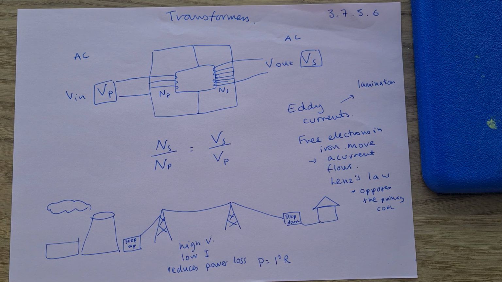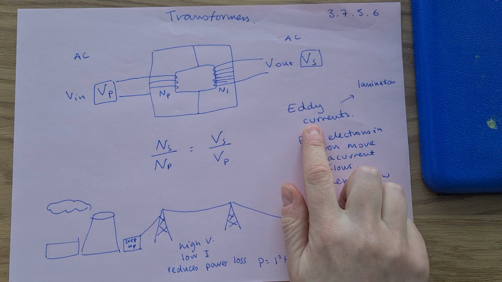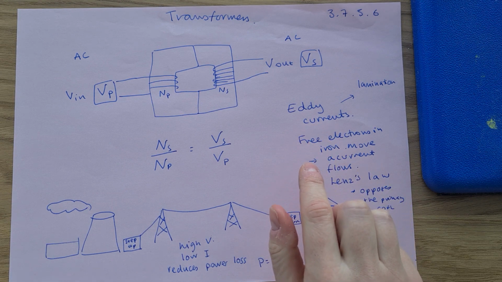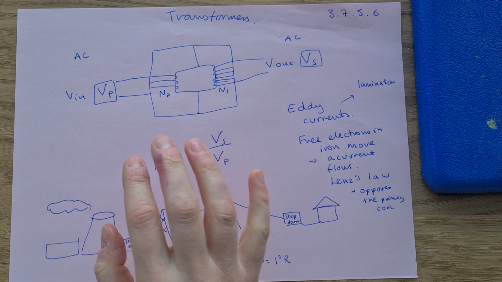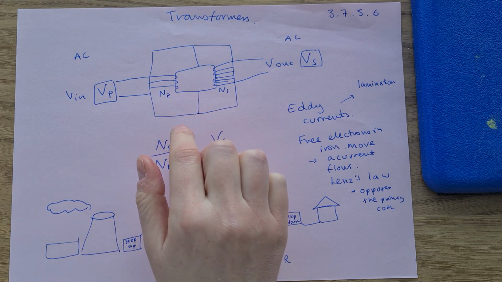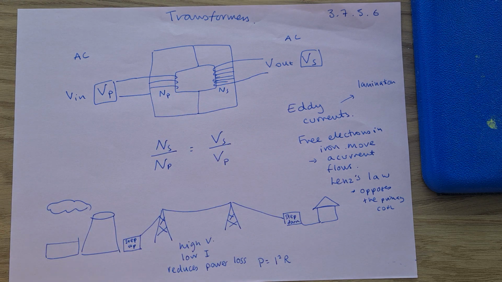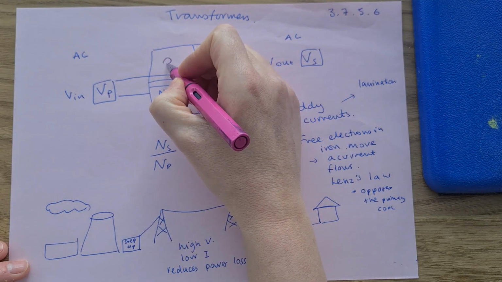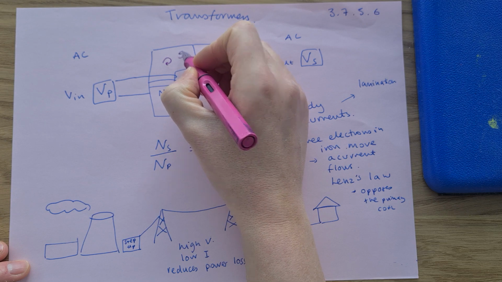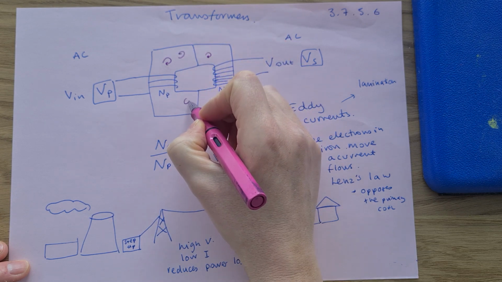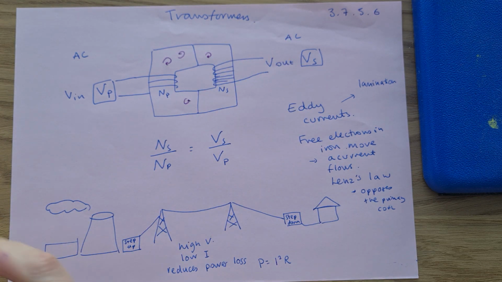Now, one of the problems in transformers is production of these things called eddy currents. Eddy currents are the free electrons inside the iron. This is an iron core. They feel the effect of the magnetic field. They start to move, and when they start to move, they can set up these tiny little currents. They look like little eddies in a river. That's why they're called eddy currents. The problem with that is twofold. First of all, the currents themselves will generate heat and lose power for your process, so it'll be less efficient.